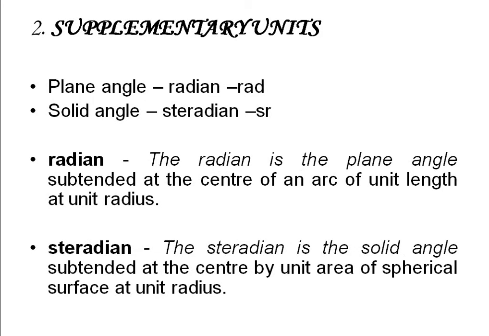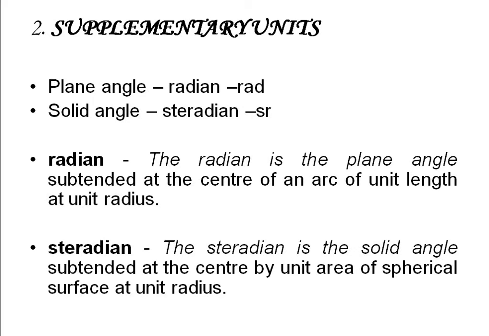So with this, the fundamental units are over. Next, moving on to the supplementary units. The two supplementary units are plane angle and solid angle. For plane angle the unit is radian, and for solid angle it is steradian. Radian is related to 2D, and steradian is related to 3D.